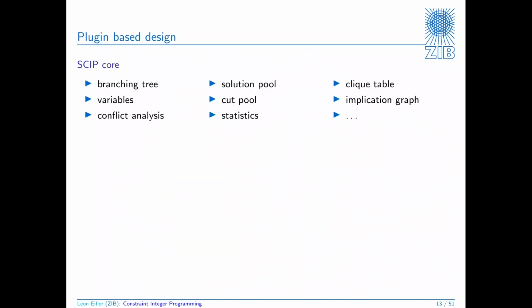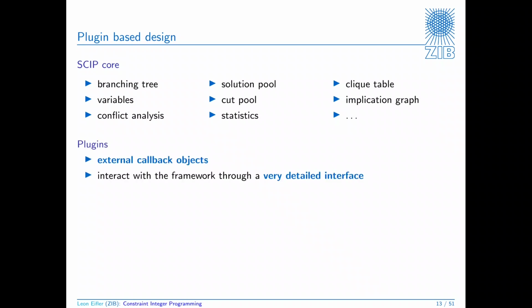Let's expand on this a bit further. What is the SCIP core? So the SCIP core basically takes care of everything that a user does not have to worry about, and that you do not have to touch if you want to extend SCIP and customize it to your own needs. So for example, you have data structures for all the important stuff like the branching tree, all the variables, conflict analysis, the cut pool and cut selection and stuff like this, the clique table. And then you have the plugins, which are external callback objects, and they interact with the framework through a very detailed interface.